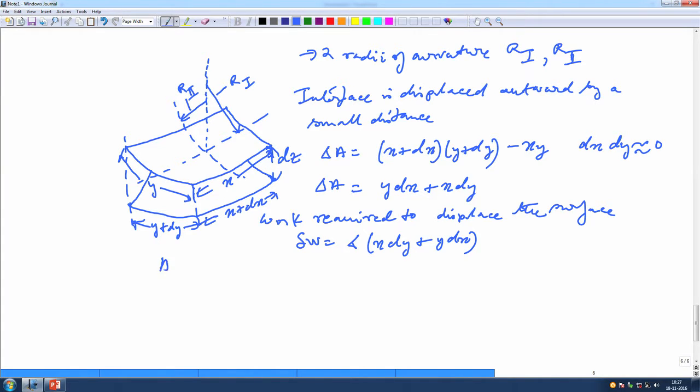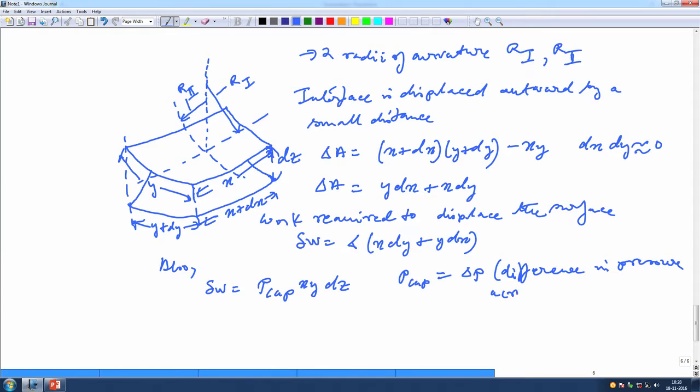Now, also you should recognize that this work is basically done by what? It is done basically by some kind of a capillary pressure. We will define the capillary pressure shortly. Capillary pressure is nothing but delta P, which is nothing but the pressure difference across the interface. Difference in pressure across the interface. Got it? Clear?